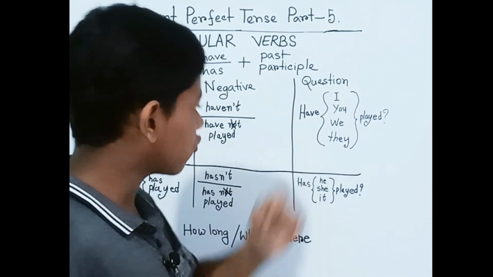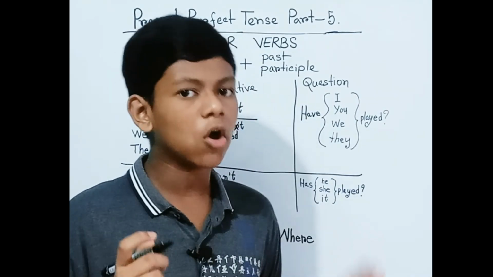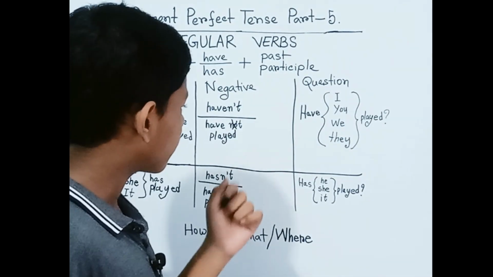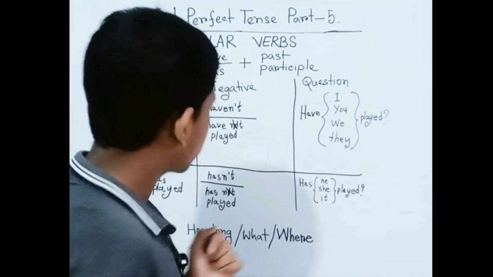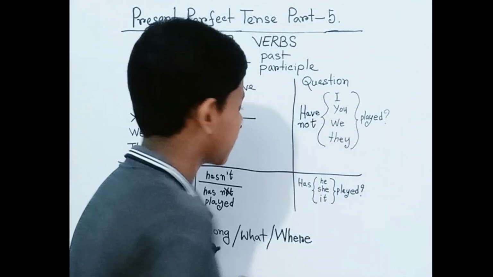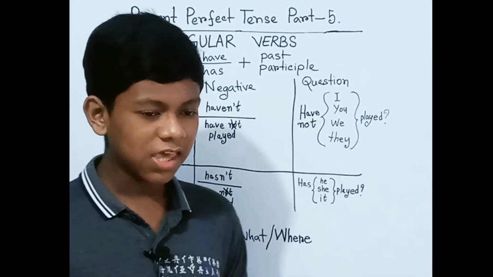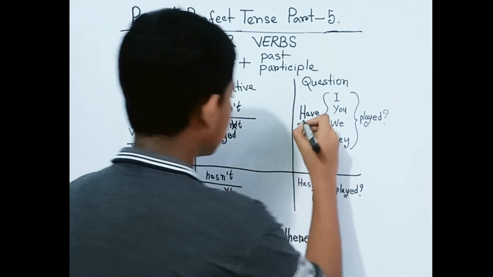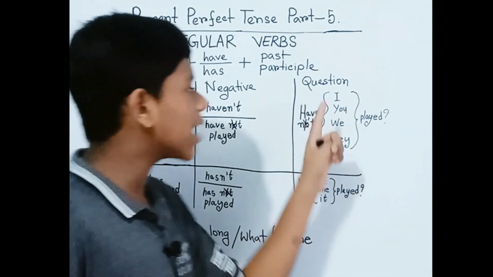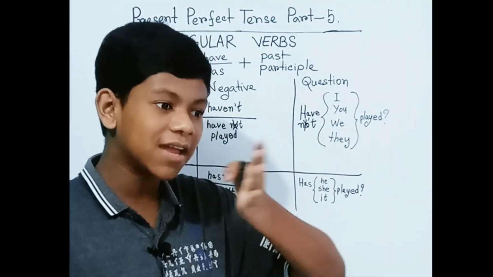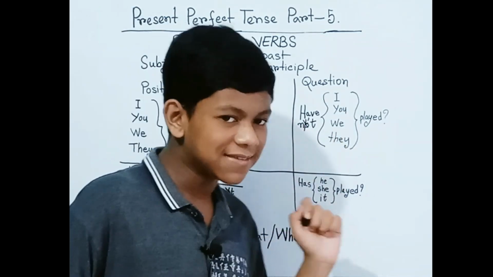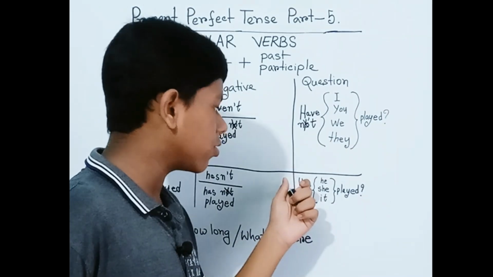You can add the "not" here. Okay, we can also make it negative. For example, we can say haven't. Imagine these, and then cross the O and add an apostrophe. Haven't I played? We can do this. Haven't you played? Haven't we played? Haven't they played?